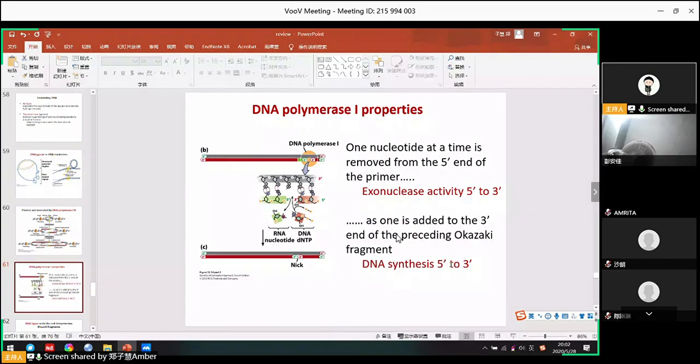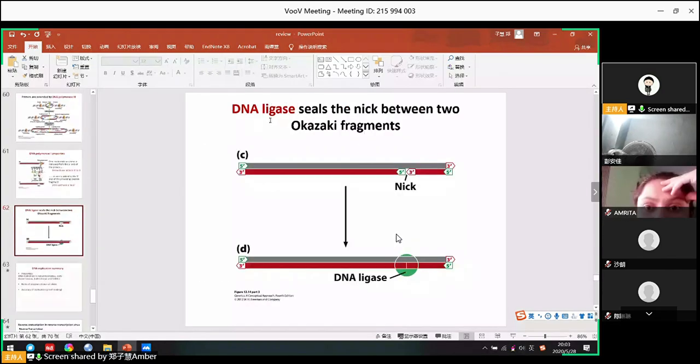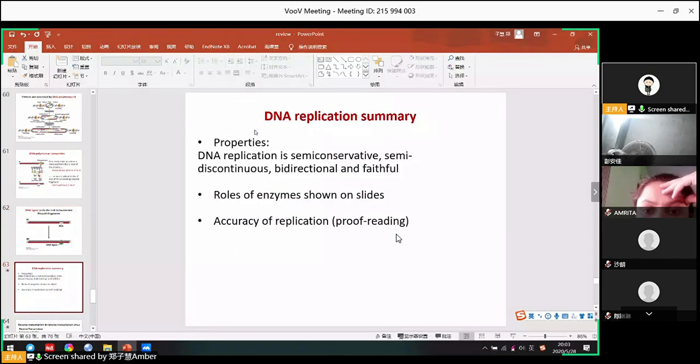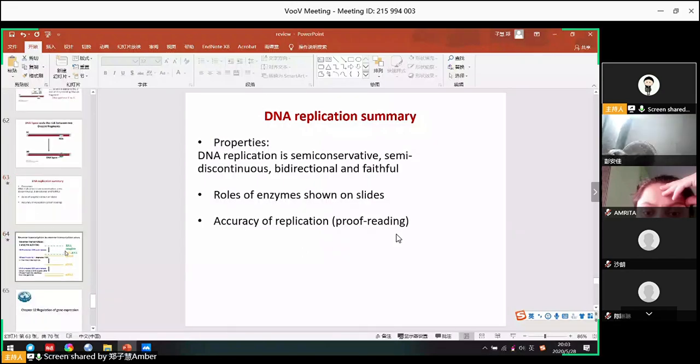Next enzyme property is DNA synthesis 5' to 3'. So it will continue to extend. And the last enzyme is DNA ligase, which will seal between the two Okazaki fragments. Okay. And next part, you have to remember the 4 properties of DNA replication. DNA replication is semi-conservative, semi-discontinuous, bidirectional, and faithful. Okay, it's 4 properties. It's very important.